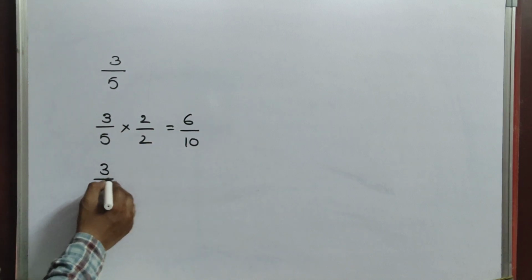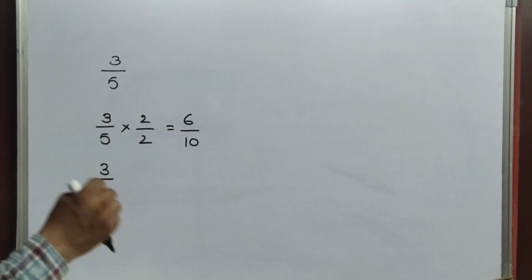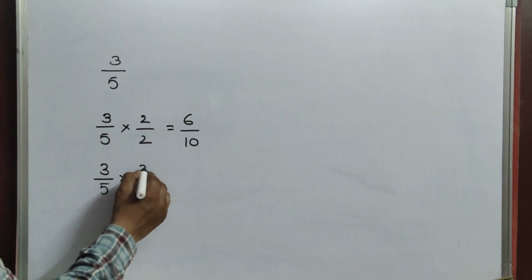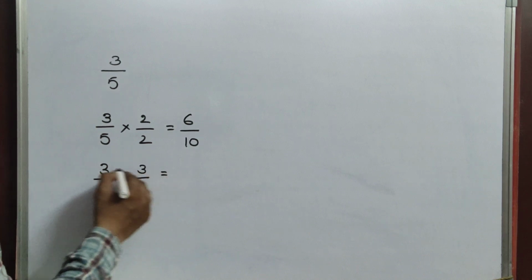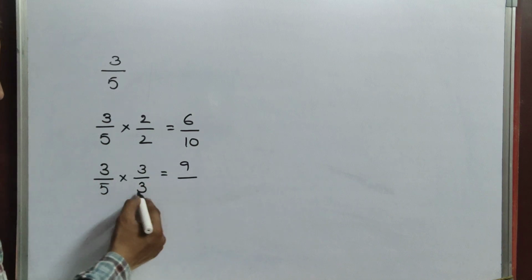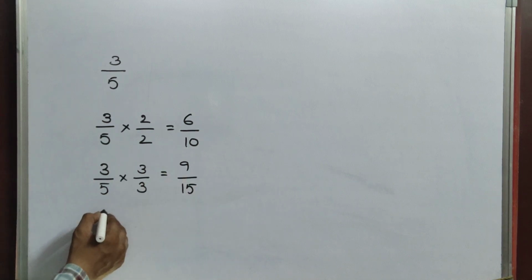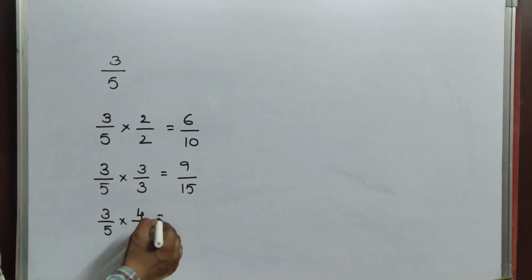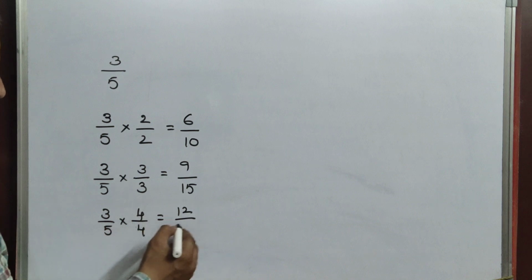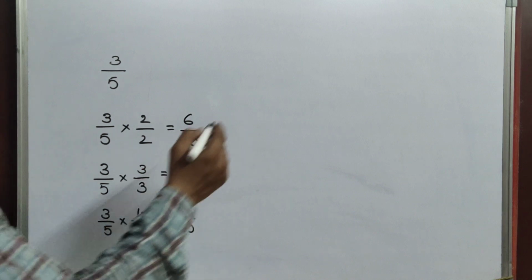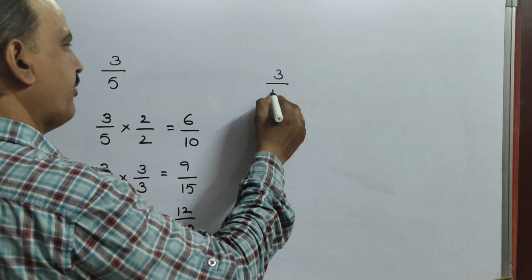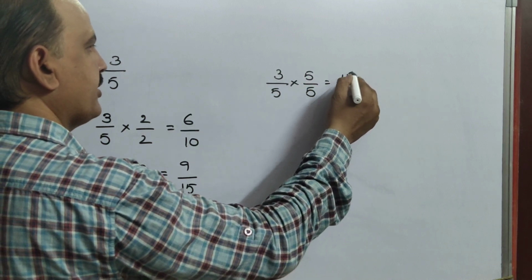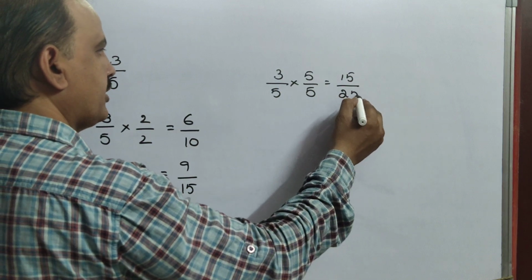You asked how many? 4 or 5. So better we will take 4. Okay, 4 equivalent fractions of 3 by 5. Now 3 by 5 into 3 by 3. 3 3s are 9. 5 3s are 15. 3 by 5 into 4 by 4. 3 4s are 12. 5 4s are 20. Next, 3 by 5 into 5 by 5. 3 5s are 15. 5 5s are 25.